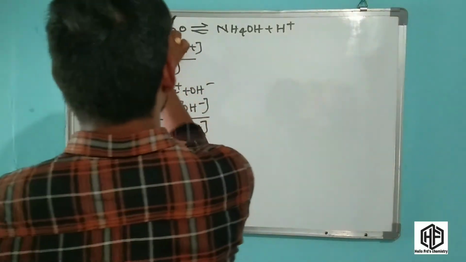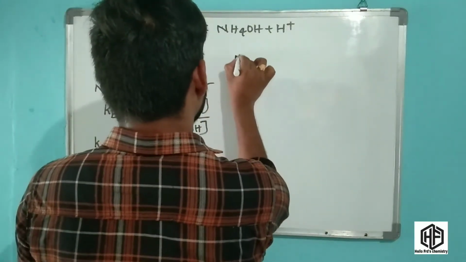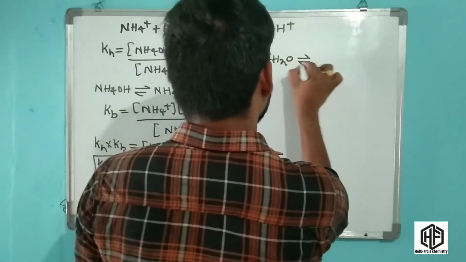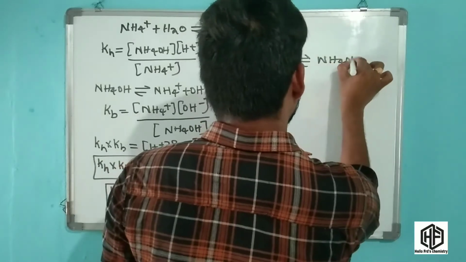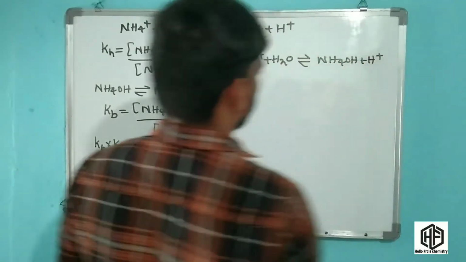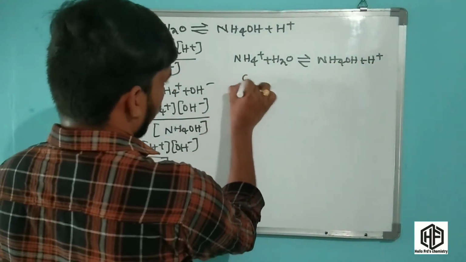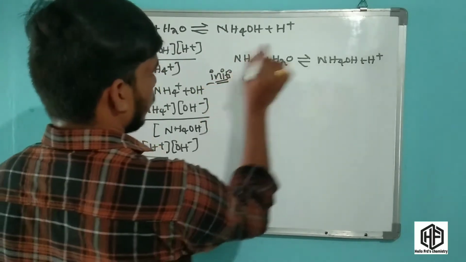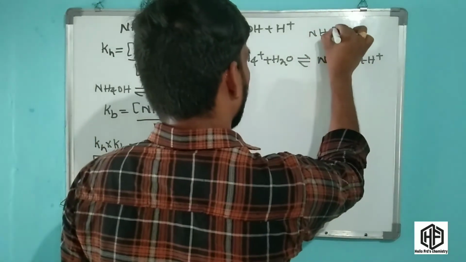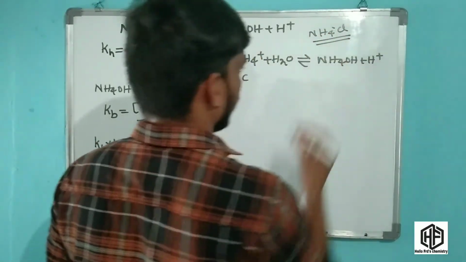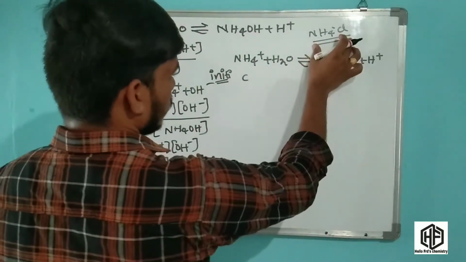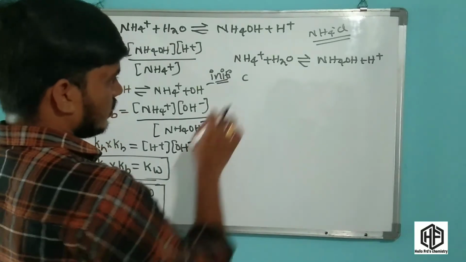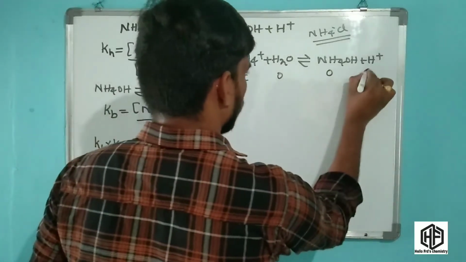Now H plus ion concentration of this reaction, what happened, friends? This is NH4 plus H2O gives NH4OH plus H plus. Initially this concentration I represent as C. This is present in the NH4Cl. This NH4Cl is a strong electrolyte. It is dissociated 100%. Now the NH4 plus concentration is C. This is 0 and 0 initially.